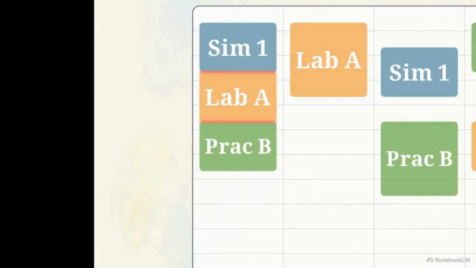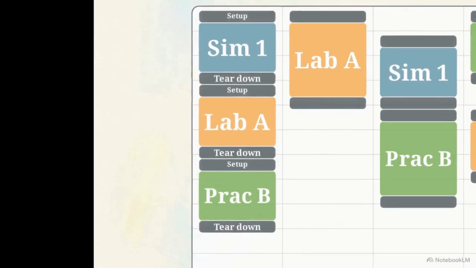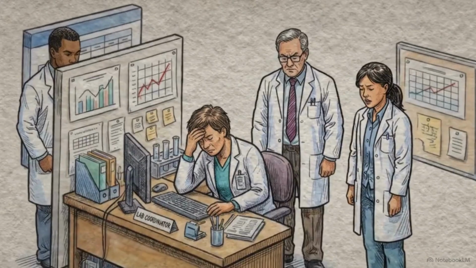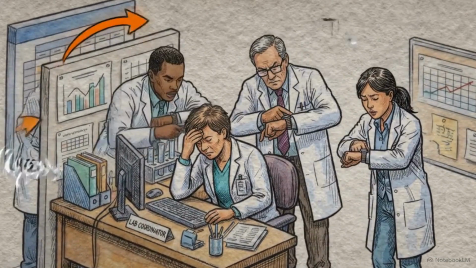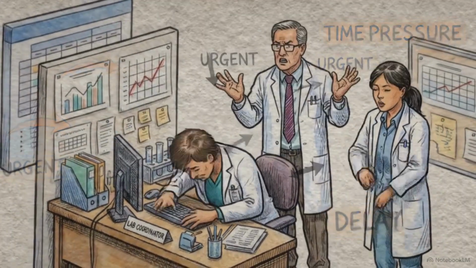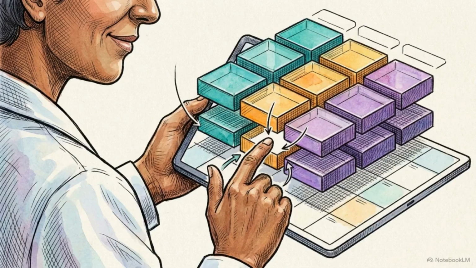To stop overlapping chaos, build in mandatory buffer times, physically blocking out space before and after every reservation for setup and teardown. Now we address access. We all know the blind request loop: faculty constantly emailing or dropping by to ask if a specific date is open. Eliminate that loop entirely. Generate a view-only shareable link for your master calendar and distribute it to your faculty so they can check availability themselves before they even approach you.